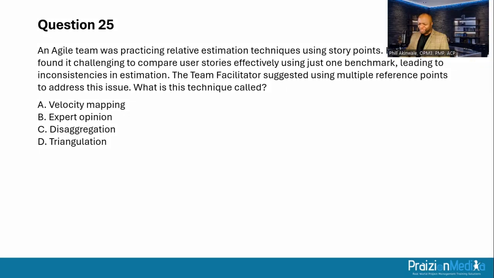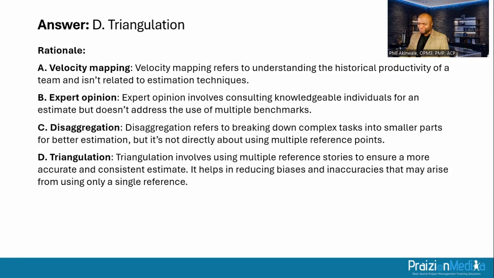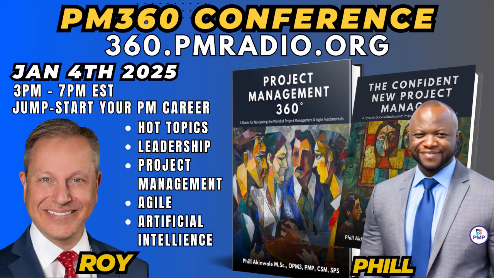All right. The answer to this, my friends, is triangulation. Triangulation involves using multiple reference points. We often say bigger, smaller, same size, right? And it helps in reducing biases and inaccuracies that may arise from using only a single reference. Okay. Well, that's all we have for today, my friends.